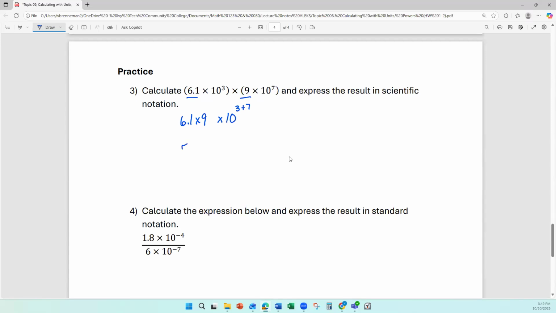6.1 times 9 is 54.9. 3 plus 7 is 10. But we have an issue here. This is not scientific notation because the number part has 2 digits before the decimal point. So to fix that, move that decimal point 1 place. It was too big of a number, so it needs to actually be a higher power of 10. Move the decimal point 1 place, add 1 to the power, and it is 5.49 times 10 to the 11th power.